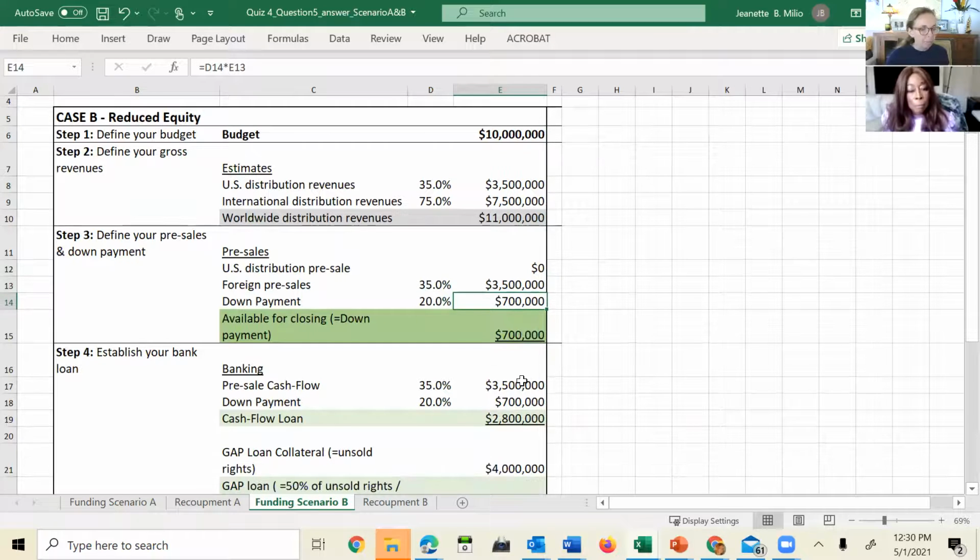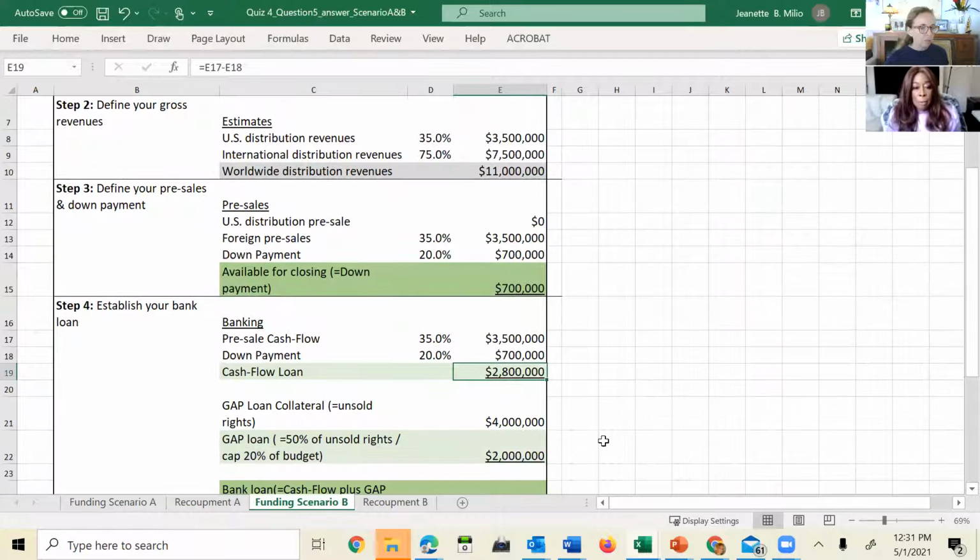Then we go to the bank. The bank says, of course we're cash flowing your pre-sales. Great, we're going to give you $3,500,000. But we need to reduce it by the 20% that you already got. So the 700,000 down payment is deducted here, which is why the loan is only 2.8 million in this case. The next one is the collateral. We have to figure out how many rights we still have available. In this case, it's $4 million. And the gap loan says, okay, but I'm only giving you half of that, which is $2 million.